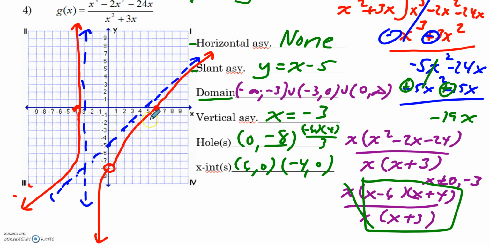So again, if I drew this just a little bit better, because it's bothering me a little bit, if this is my hole here at 0, negative 8, your graph would look something like this. A little bit strange, but it is correct.